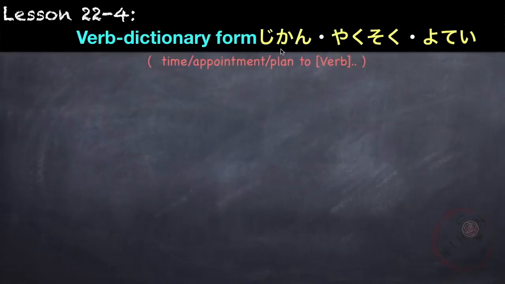And lastly, modifying the words 時間 meaning time, 約束 meaning appointment or arrangement, and 予定 meaning plan or errand or things to do. Using the verb in dictionary form followed by 時間、約束 or 予定. So this pattern describes what kind of time, appointment, and things to do.